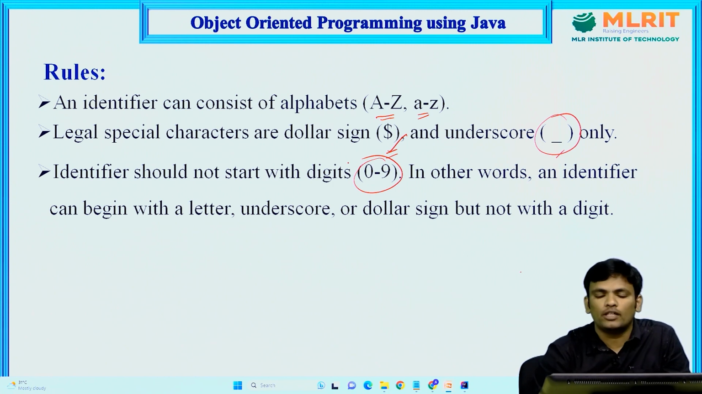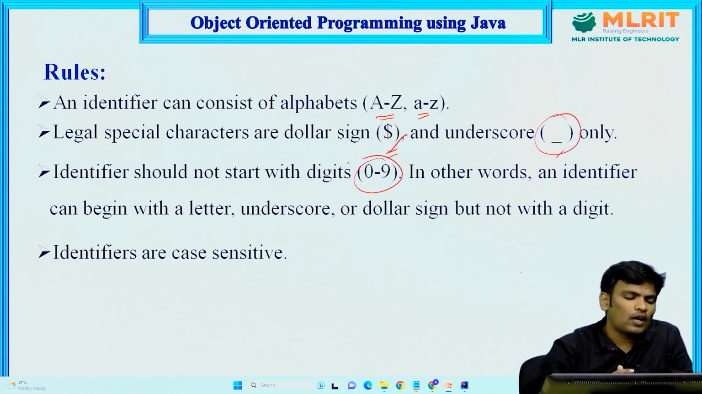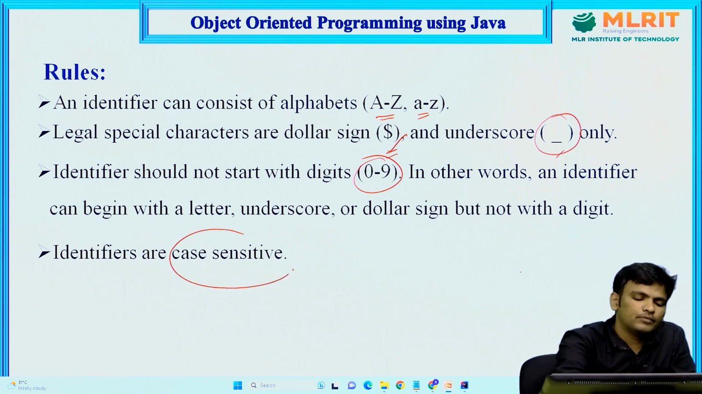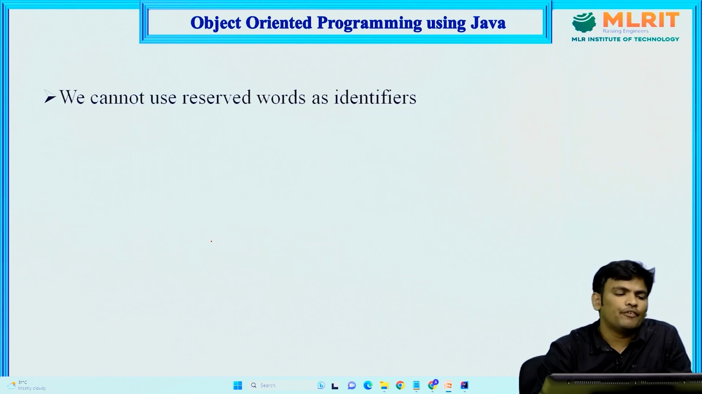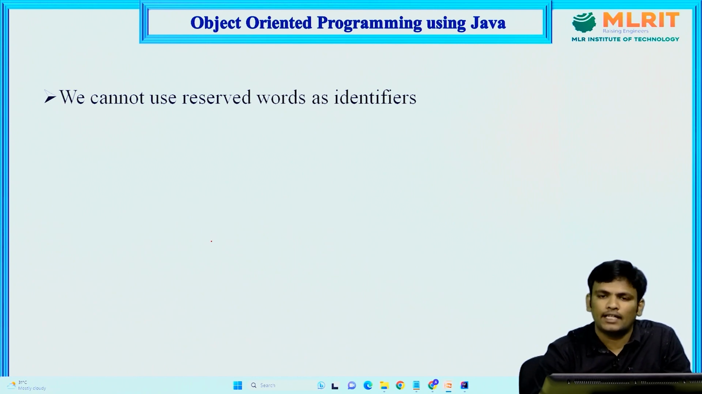All these points I will explain programmatically. As of now I will explain only the rules. Identifiers are case sensitive. Case sensitive means both uppercase and lowercase characters are treated as different here. Next, we cannot use a reserved word as an identifier. In Java different types of keywords are available, so we should not use the keywords as identifiers.